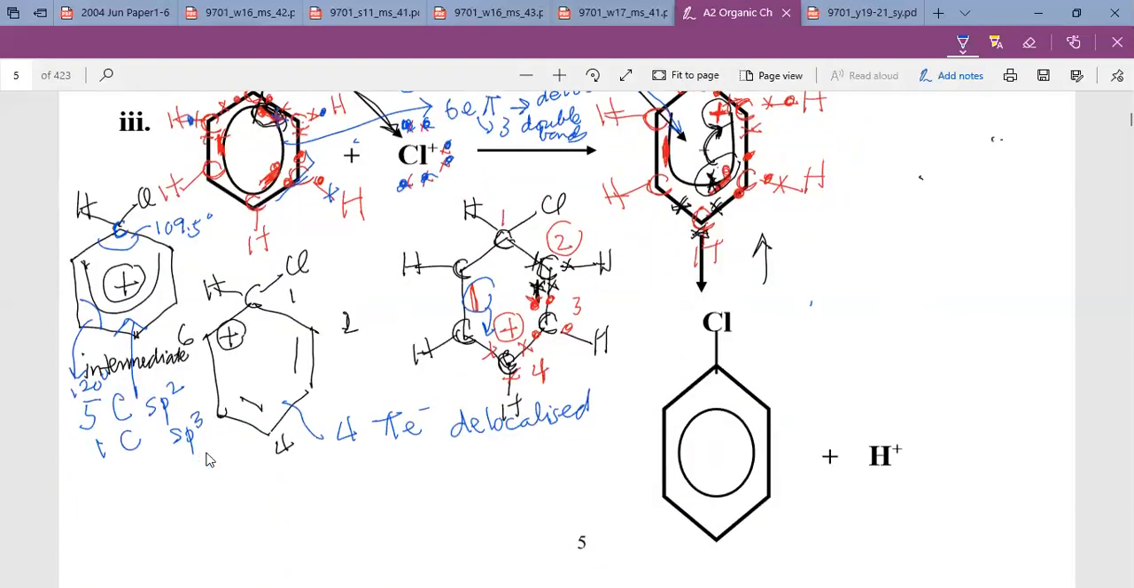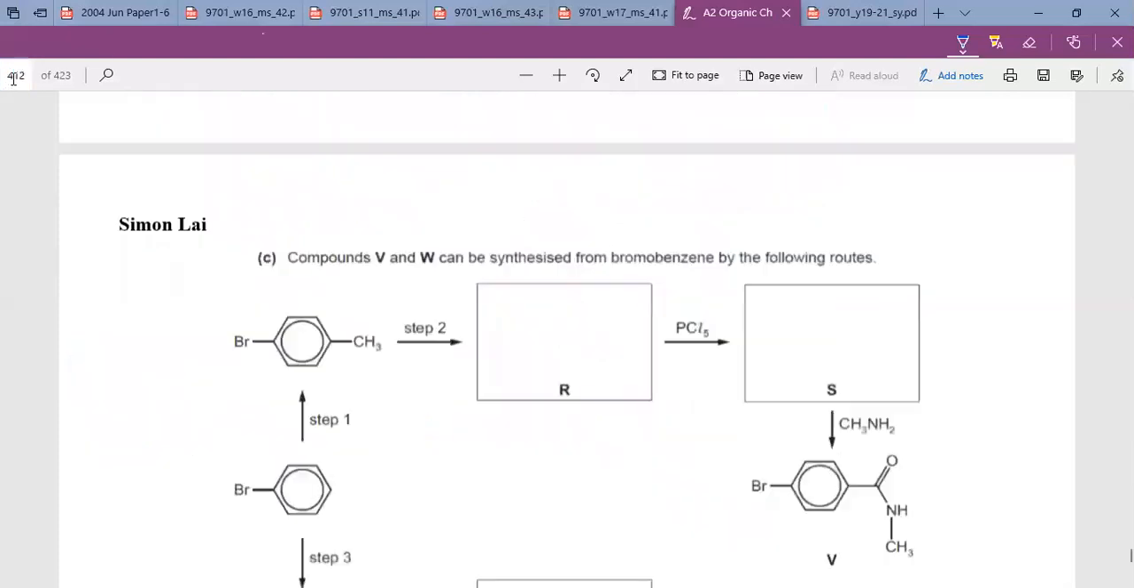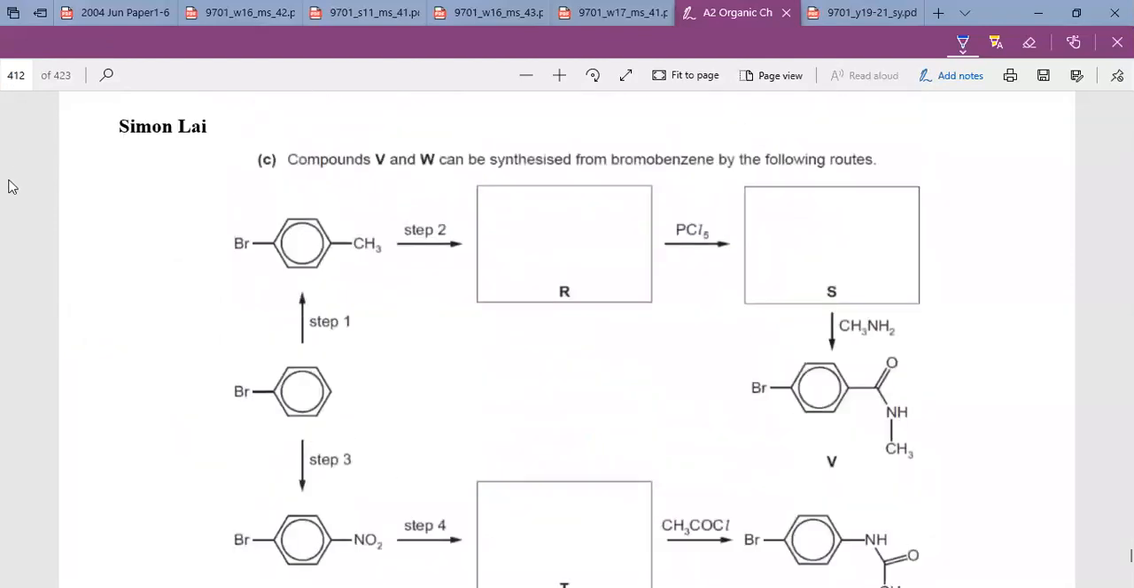I'll show you how the question comes out and how they actually give the marks. Alright? Question on mechanism. See here.